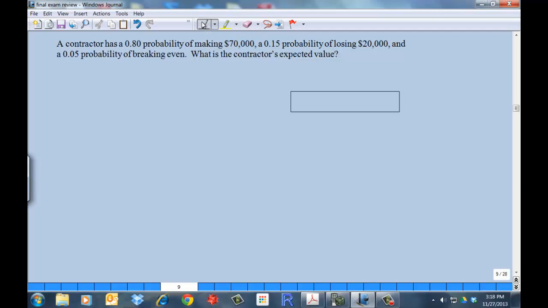Now remember, for these expected value questions, we really have to think about what is the variable of interest here. And so the variable of interest is the profit to the contractor. And then let's look at the formula for expected value.